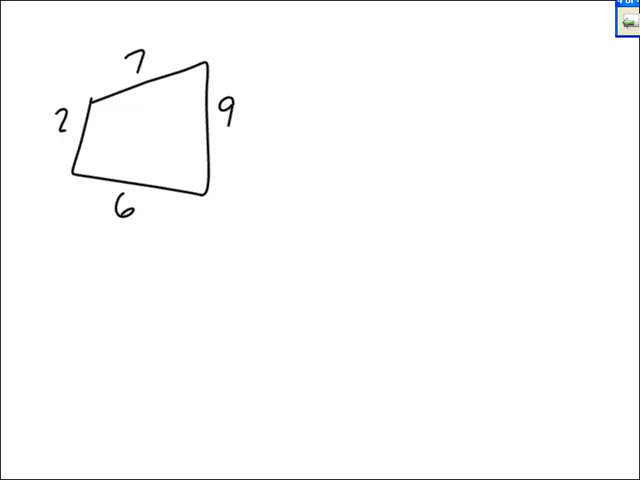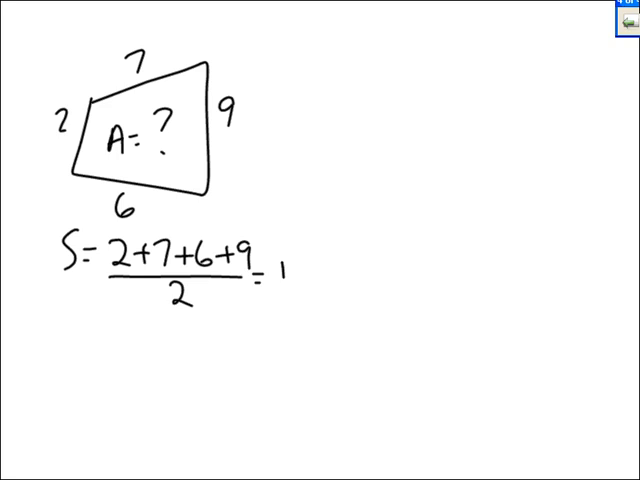I give you a 4-sided figure. 2, 6, 7, and 9. And I ask for the area. So first we have to find S. S is 2 plus 7 is 9, plus 6 is 15, plus 9 is 24. Over 2 is 12. Now you do 12 minus each of the sides.